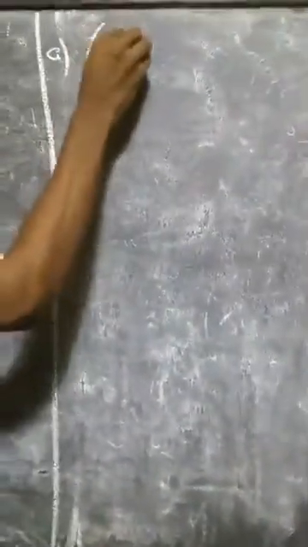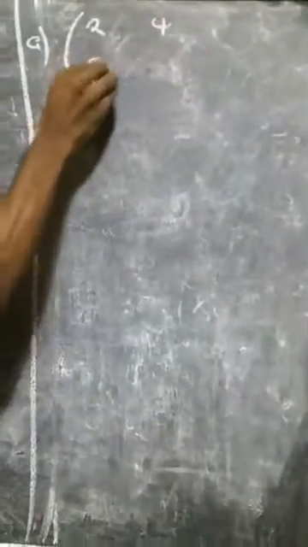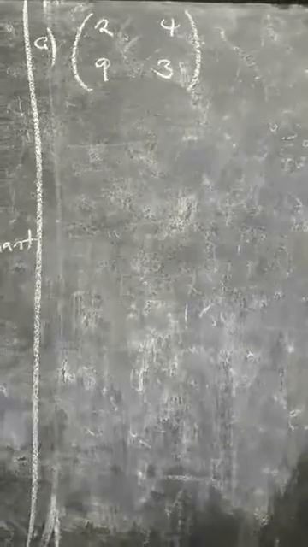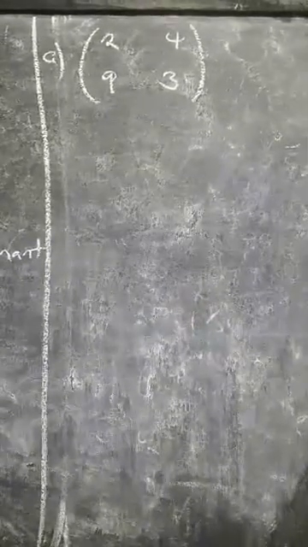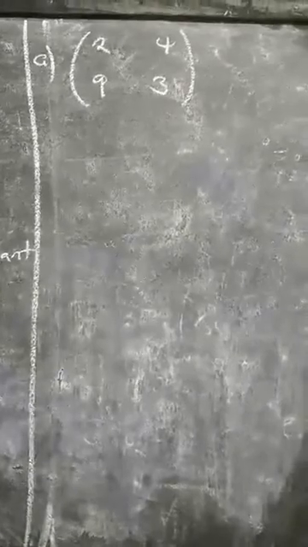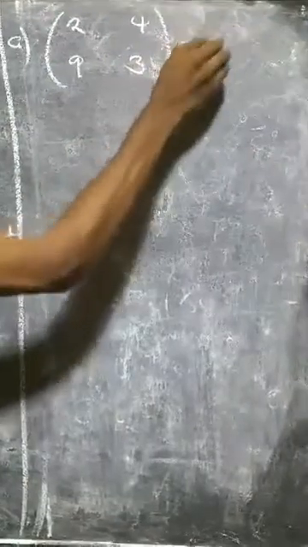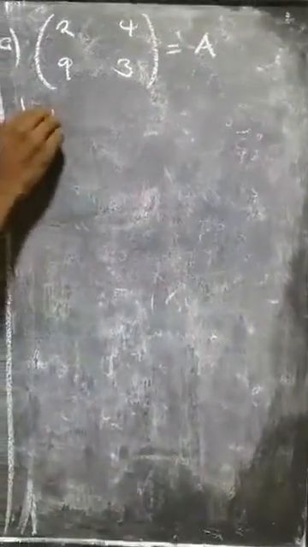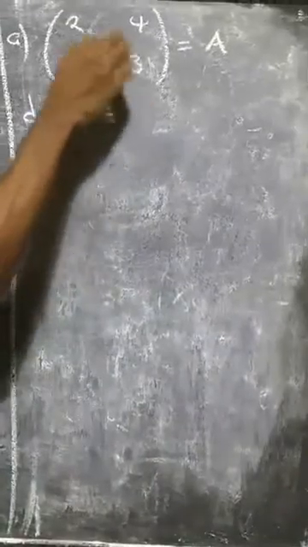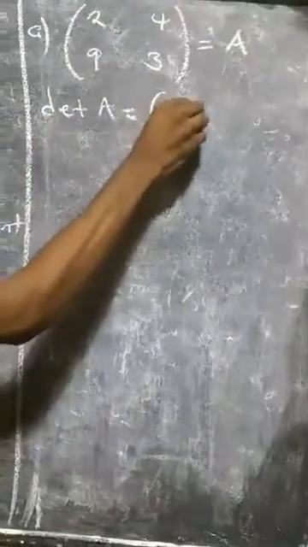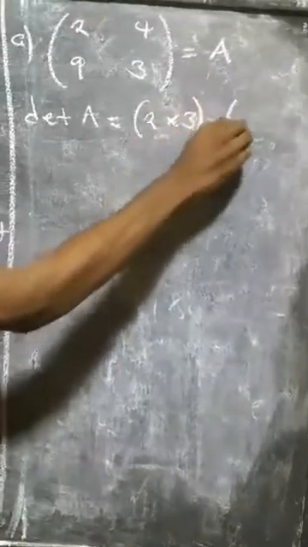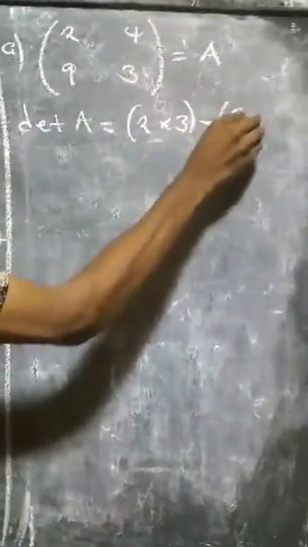A. So let's say 2, 4, 9, and a 3. For the first one, 2, 4, 9, and a 3. So 2 and 3 are in the major diagonal, 9 and 4 are in the minor diagonal. This is matrix A. So we know the determinant of A is just equal to open brackets 2 by 3 minus open brackets 9 by 4.